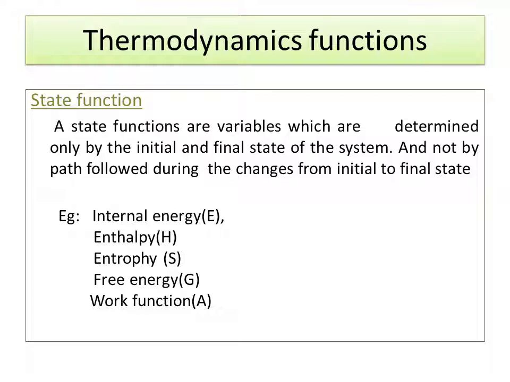Now let us see thermodynamic functions. Thermodynamic functions are broadly classified into two types. They are state function and path function. A state function or variable is determined only by the initial and final state of the system and not by the path followed during the change from initial to final state. Example, internal energy, enthalpy, entropy, free energy and work function. We know well these are measured only in the initial and final state of the system.